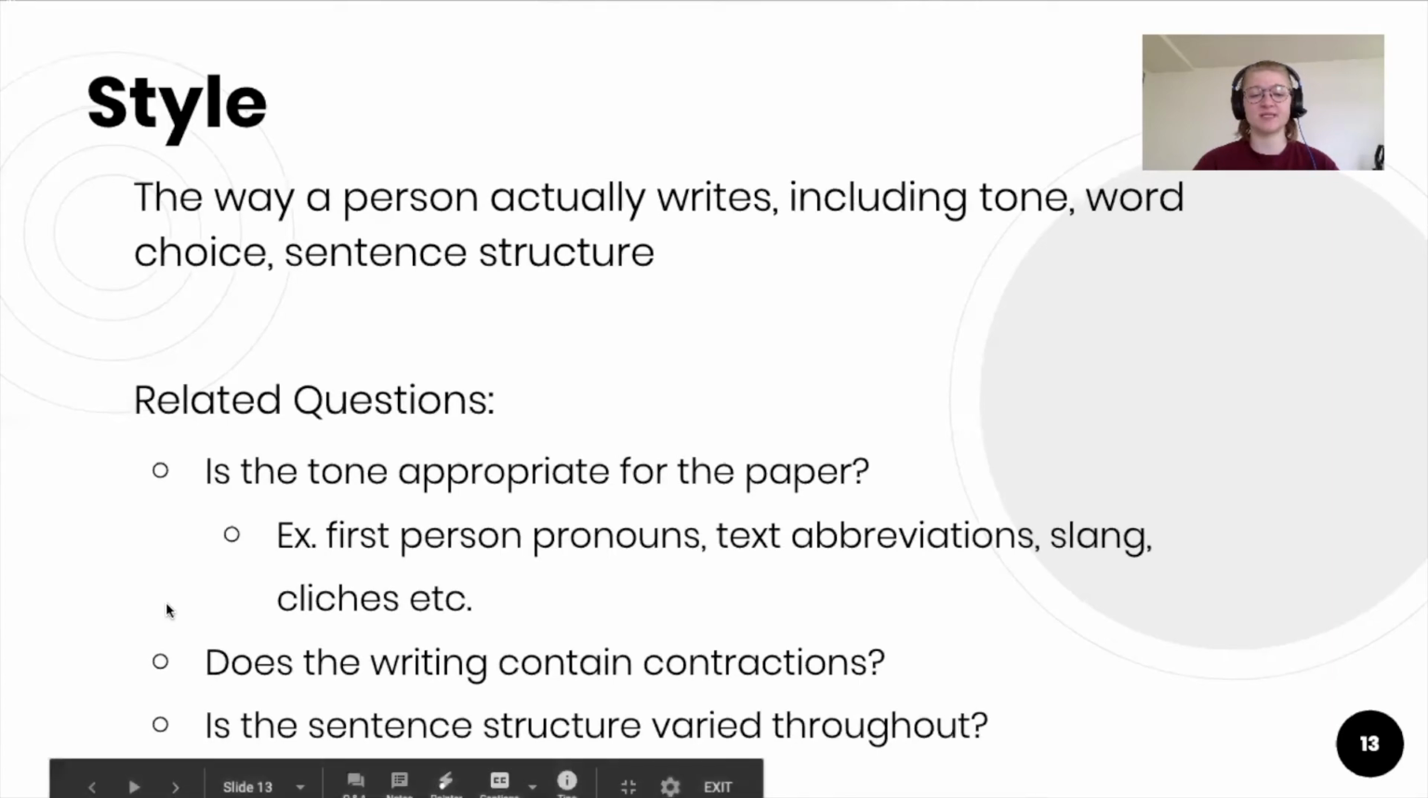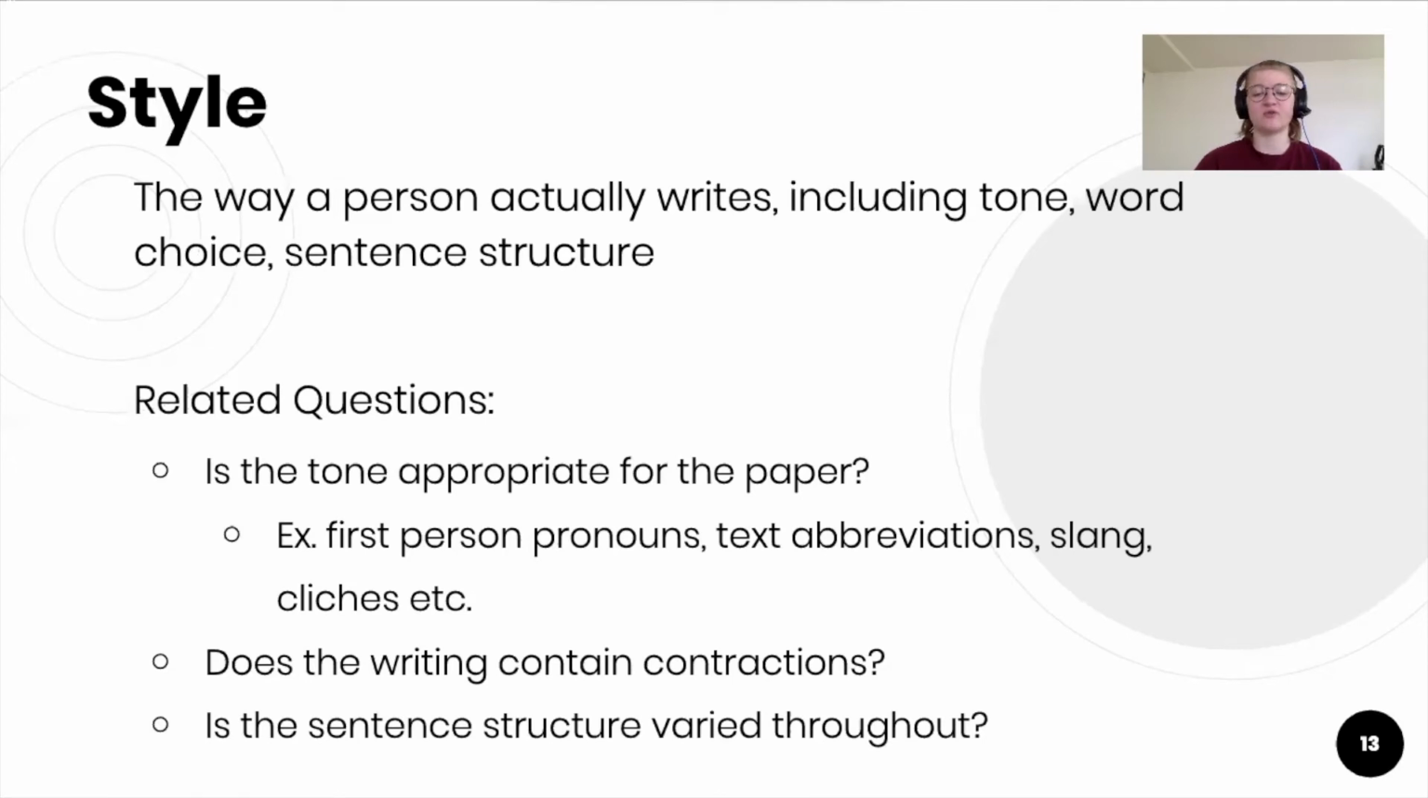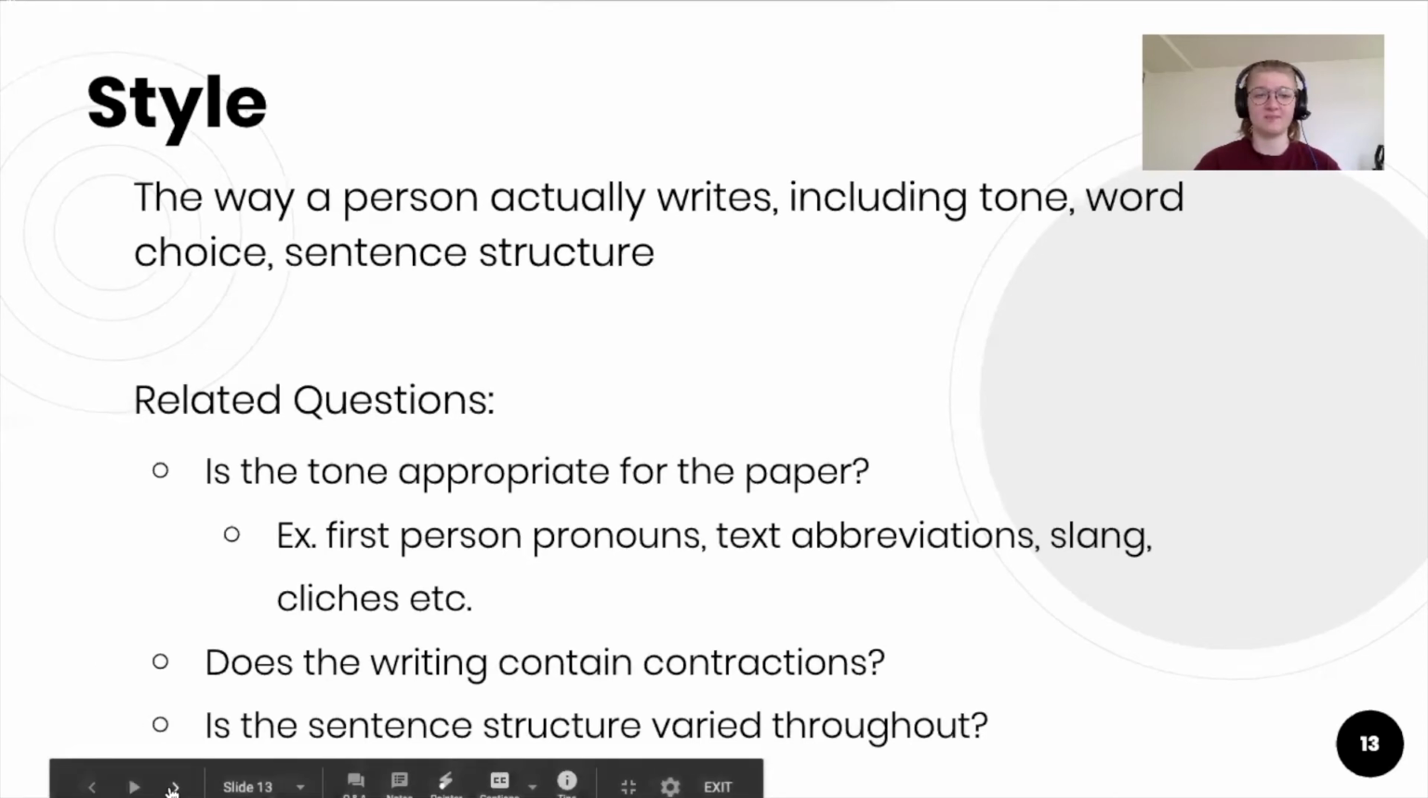You can also ask, is the sentence structure varied throughout? If somebody uses the same sentence structure over and over throughout their entire essay, the essay could become sort of bland and boring and not engaging. So if you notice that the sentence structure isn't varied, or perhaps that it's varied too much, that's another thing that you could leave feedback on.